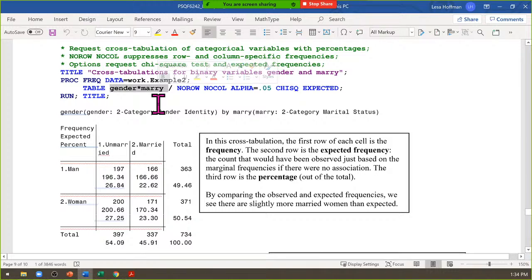It figures out how many rows and columns it takes, so there's nothing different you have to do if these were binary variables versus nominal variables. I am suppressing some of the additional information, the row and column totals and percentages, so that the output is a little less overwhelming. Alpha equals 0.05 refers to my hypothesis test. Chi-square is asking for the Pearson chi-square, and expected means please give me the expected frequencies so that I can answer those questions on my homework.